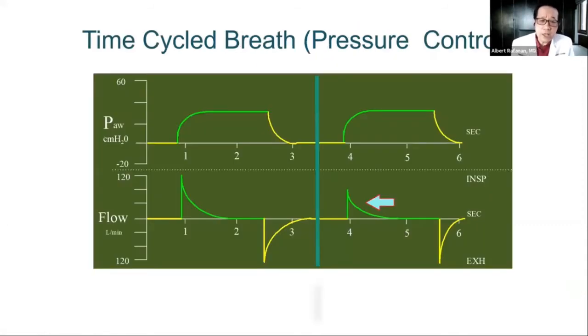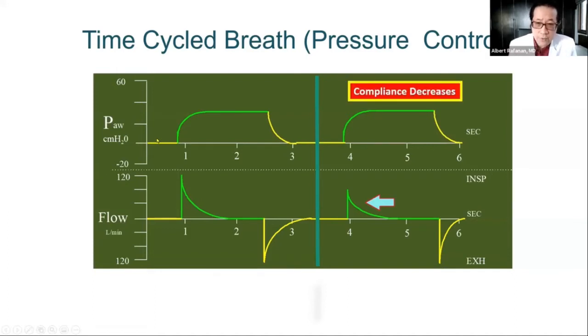Time cycle breath or pressure controlled breath, as we mentioned, the independent factor is that we set a certain amount of pressure for a certain amount of time. So actually the pressure over time curve here is the same. Take a look here, pressure and time are the same because this is the independent variable.